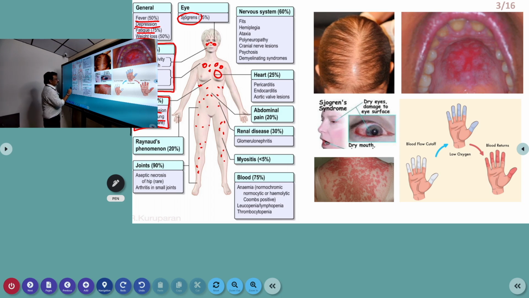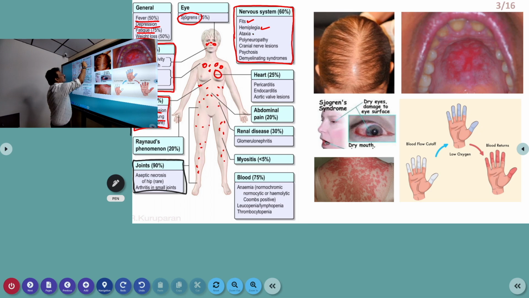Then the major clinical finding will be joint disorders. Many of these patients can have joint disorder, joint inflammation, but it is not deforming joint inflammation. Whereas if you take rheumatoid arthritis, that is a deforming type of joint disorder. This is not a deforming type of joint disorder. Another important area of involvement is the brain. So these patients can have seizures, weakness, that is hemiplegia or paraplegia, ataxia, that is cerebellar disorder, cranial nerve disorder, psychosis. All these things are very common.